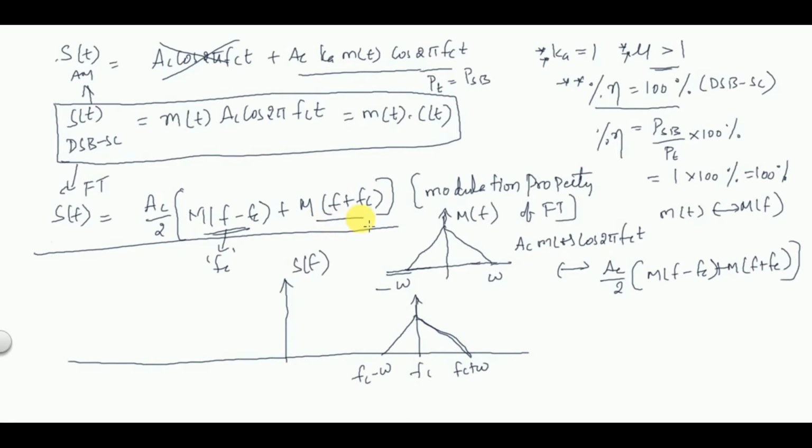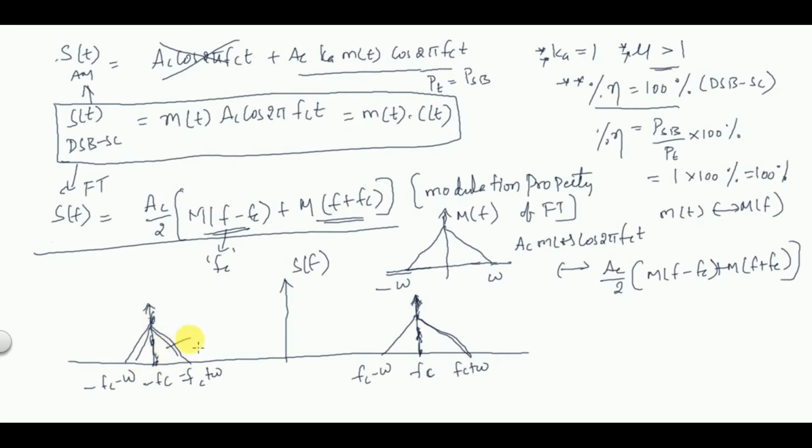And now in the second case it is shifted to minus fc. So this will be minus fc plus W and minus fc minus W. These arrow marks are just shown for your reference only; actually there will be no signal present at fc, nor at minus fc. Only you will have these terms.